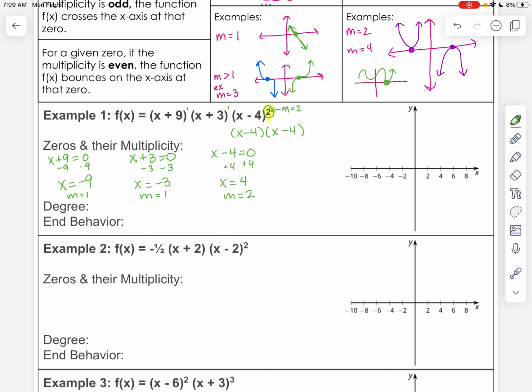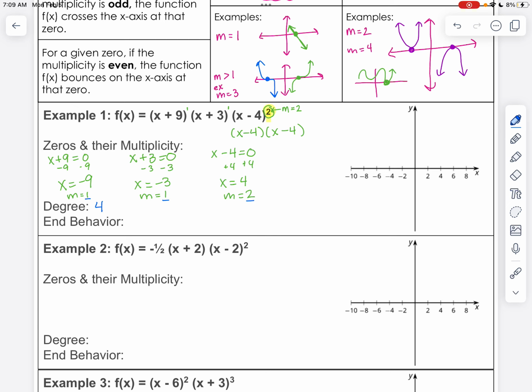Before we're ready to put it on the graph, we need to determine the degree and end behavior. The degree, when we're in factored form, we can find by simply adding up all the multiplicities of our zeros. So we have a multiplicity of 2 plus a multiplicity of 1, now we have 3, plus another multiplicity of 1, that's 4. So this is a degree 4.